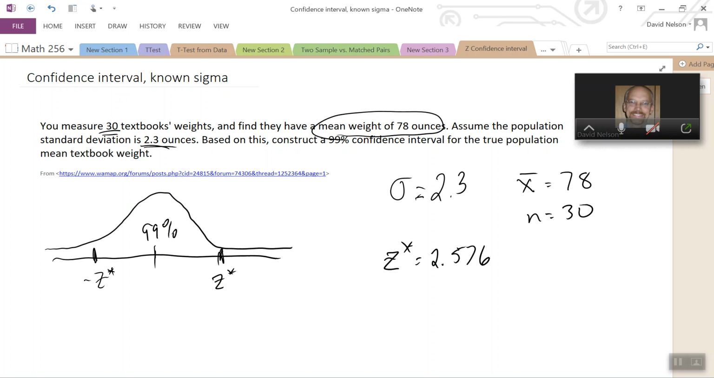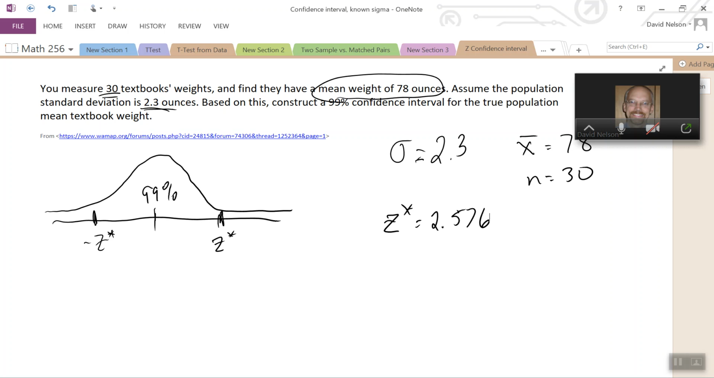If we want to do it with our calculator, I need to do an inverse norm, but the inverse norm looks at the entire area to the left. So if I'm trying to find this spot, I need the area that's all the way to the left, and that includes this little chunk out here, this bottom tail. So I need to do inverse norm of a decimal. I've got 99% trapped here in the middle between z star and negative z star.